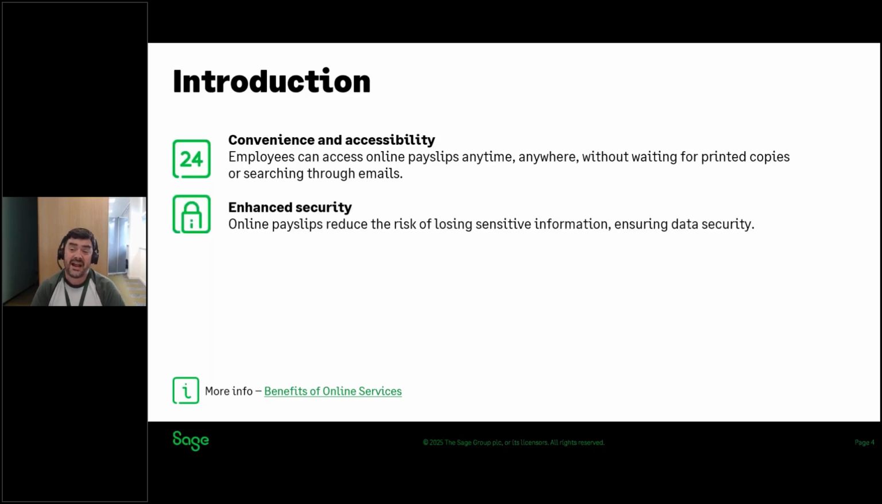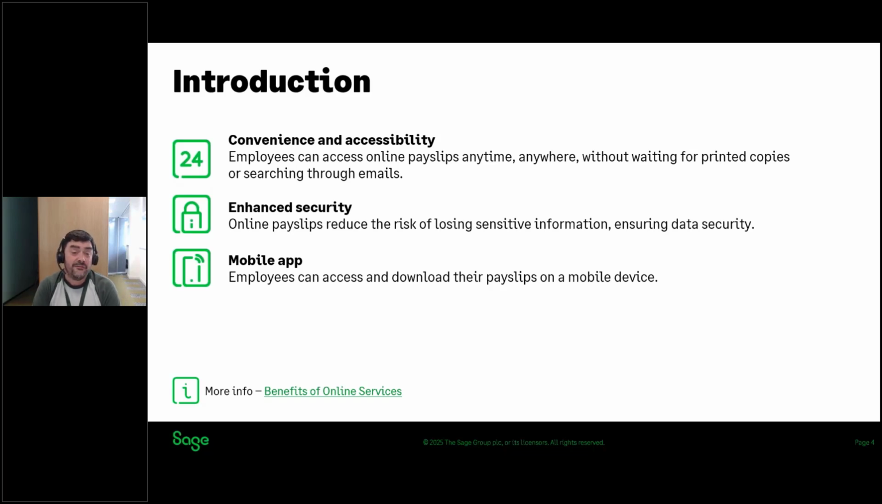It also brings with it enhanced security. So online payslips reduce the risk of losing sensitive information. There'll be no payslips left around the printer area if you print them out. They won't be intercepted via emails if anyone hacks into emails. And employees do have the option of setting up two-factor authentication as an extra layer of security, so you can do that for them. But they will need, obviously, to log into this online portal to view their payslips.